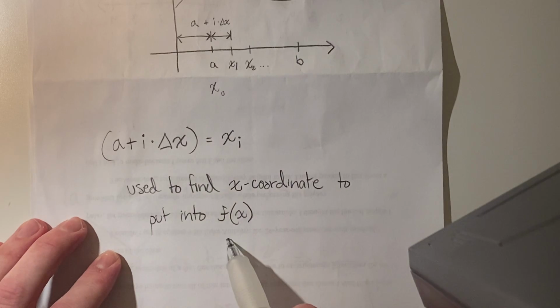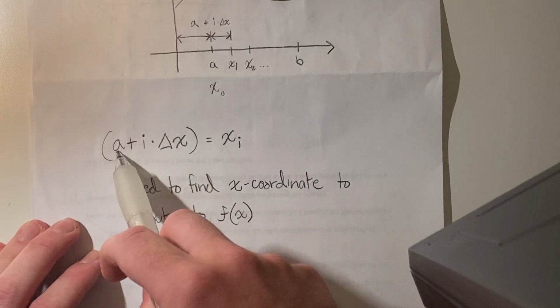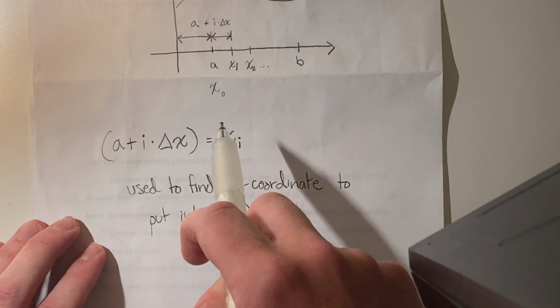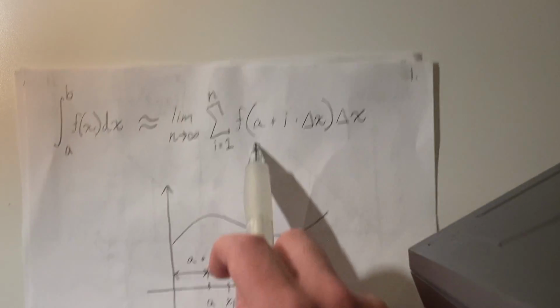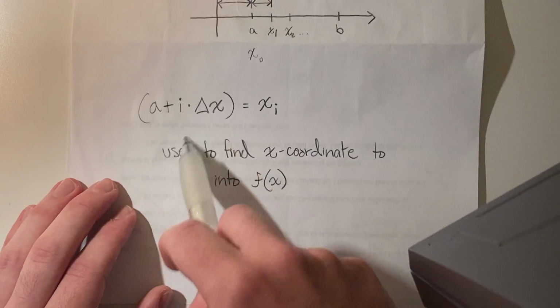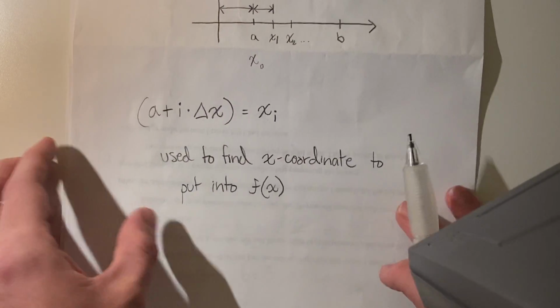So boiled down, a plus i times delta x gives us x sub i, for whatever i is, to plug into f of x. That's going to be very important. We use that to find the x coordinate.